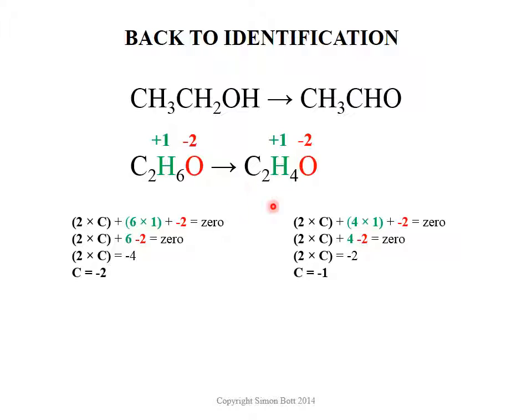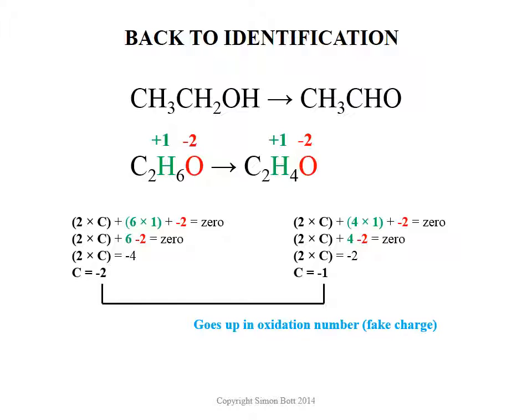Let's do the same process for the product of ethanol, the C2H4O. So we're getting 2 carbons plus now 4 hydrogens, +1, plus the oxygen, -2, is 0. Simple algebra, and we end up with the carbon is -1. So the carbon starts off as -2, ends up on average as -1. Well, it's gone up in oxidation number. It means it's gone up in fake charge. It's become more positive. How does something become more positive? It loses an electron. If it loses an electron, it is oxidized.